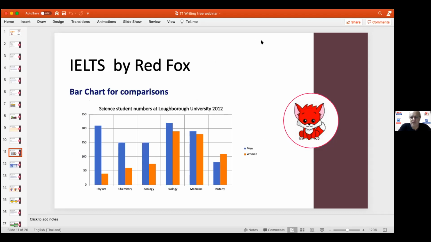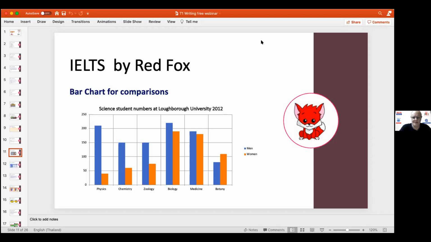Here's a typical bar chart, student numbers at Loughborough University in 2012. Now this time we see the categories, the different subjects, on the horizontal axis. The measurement is always on the vertical axis here. Again, here we've got simple numbers, and we have a key telling us that we've got both male and female students. Now, for a bar chart, as we said earlier, the main thing here is drawing comparisons on the data that is presented on the chart before us.